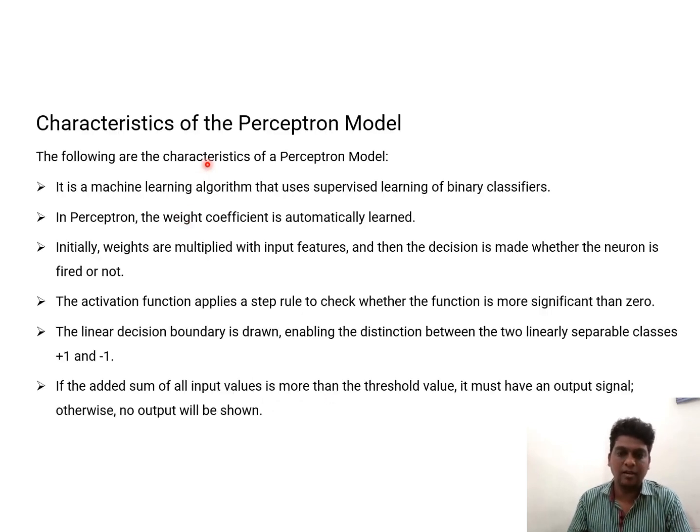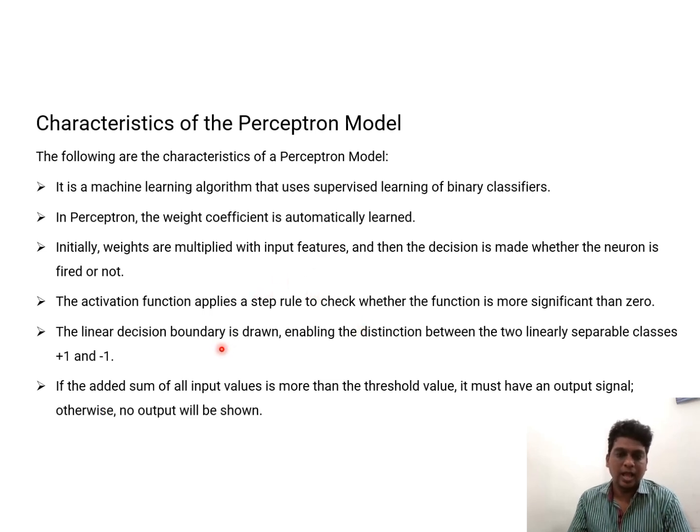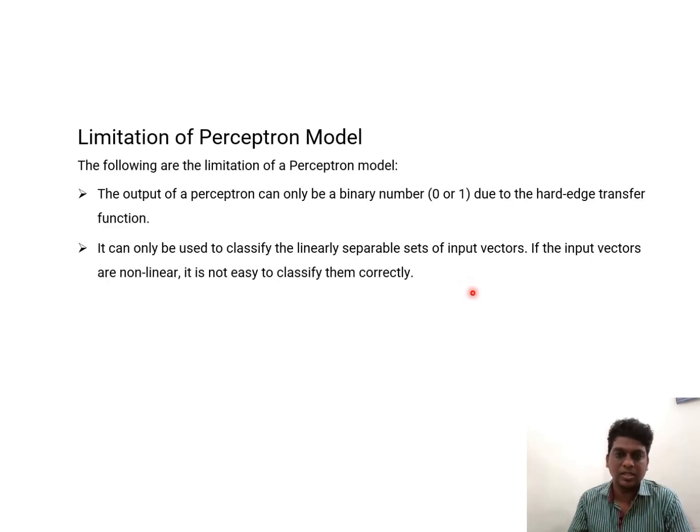The characteristics of a perceptron model are that it uses supervised learning, and the weight coefficients are always learned automatically. Once we multiply the weights with the input features, the decision is made automatically. An activation function is then applied, enabling the distinction between two linearly separable classes, normally with +1 and -1. All the values are summed up together and it gives an output signal, or otherwise there will be no output.